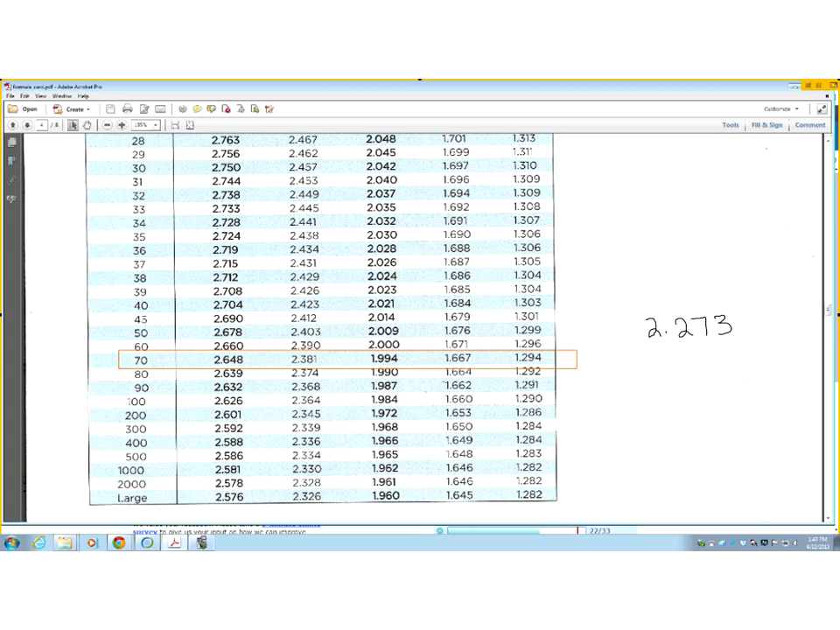It's not on here, but if you notice, as you're moving from right to left, your values are getting larger, right? And so you can kind of estimate that 2.273 is probably going to be right here. It's in between. It's larger than 1.994, but smaller than 2.381. Do you agree?